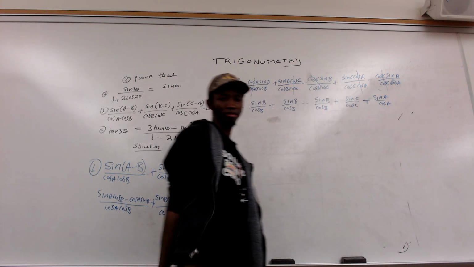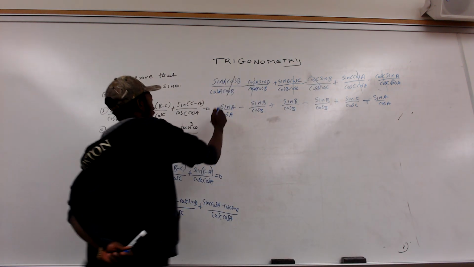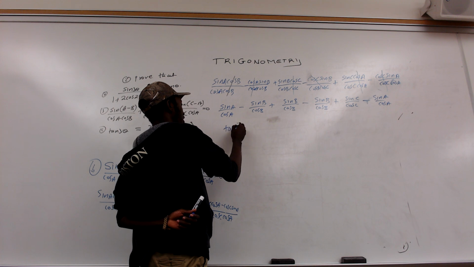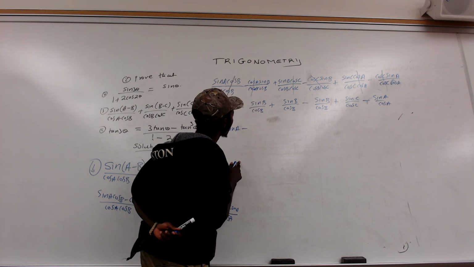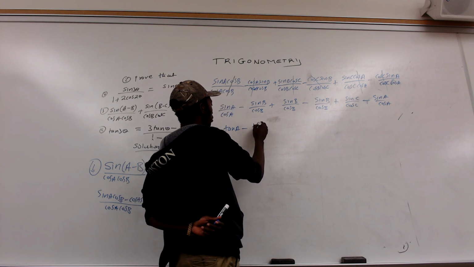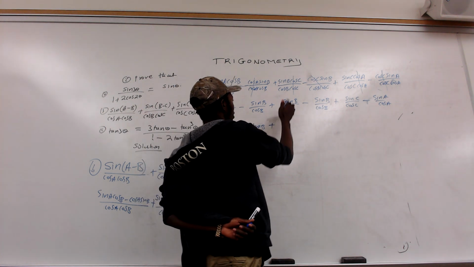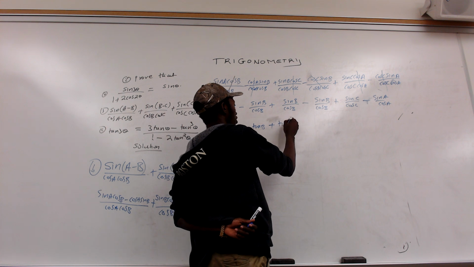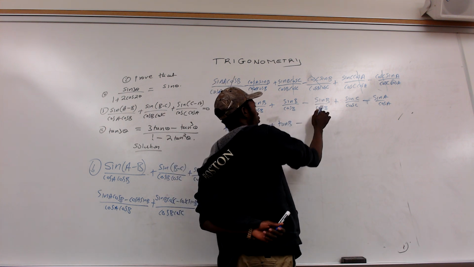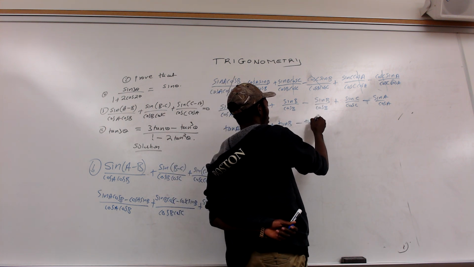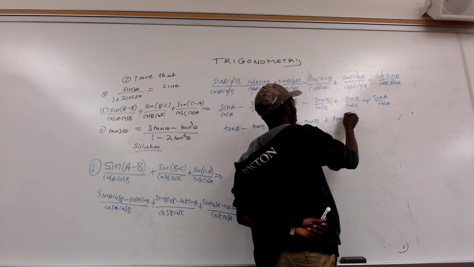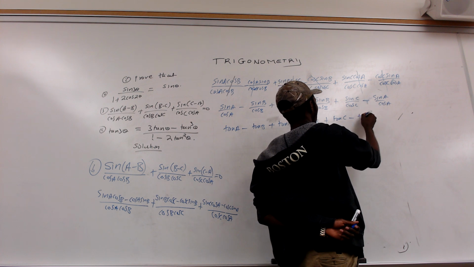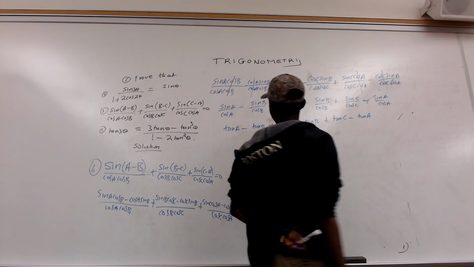So this is what we have. In simple form, sin A all over cos A is tan A, minus sin B all over cos B is tan B, plus sin B all over cos B is tan B, minus sin B all over cos B is tan B, plus sin C all over cos C is tan C, minus sin A all over cos A is tan A. This is it.